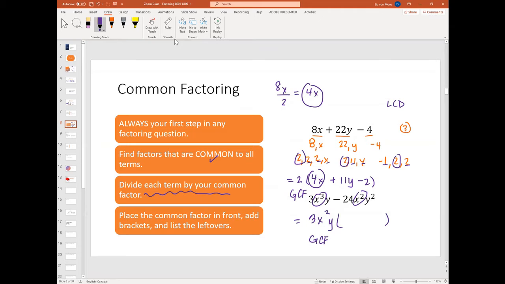Lovely. What have we got left over? x minus 8y. How do you know you're right? What's lovely about factoring is you really don't need me to tell you what the answer is. You can check every single answer by using the distributive property. You simply take the 3x squared y, multiply it by x. Do you get 3x cubed y? If the answer is yes, you're good. If the answer is no, revisit what you've factored. And of course, 3x squared y times -8y gives us -24x squared y squared.